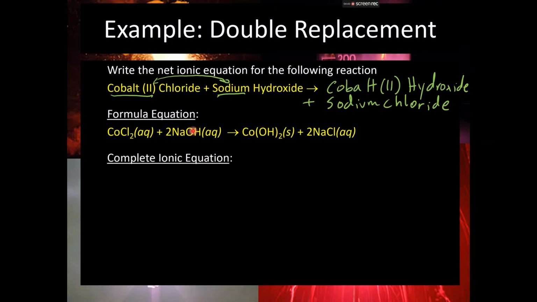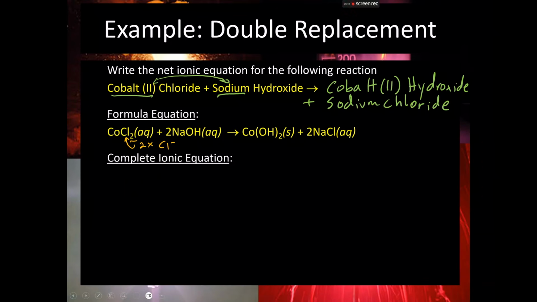So there's a few things that we need to keep in mind here. For the CoCl2, the cobalt 2 chloride, that 2 that we have on the chlorine is actually not part of the ion. What that's telling us is that we have 2 of the Cl minus ion. So we need to keep that in mind when we write our complete ionic equation because we're going to have to write 2 Cl minuses instead of 1.